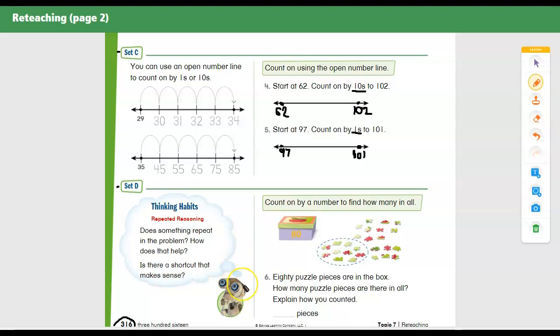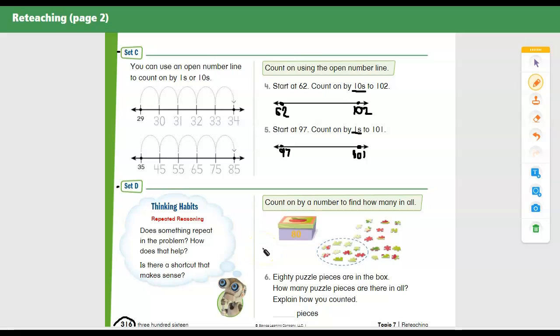Set D begins with our robot friend saying thinking habits. Repeated reasoning. Does something repeat in this problem? How does that help? Is there a shortcut that makes sense?